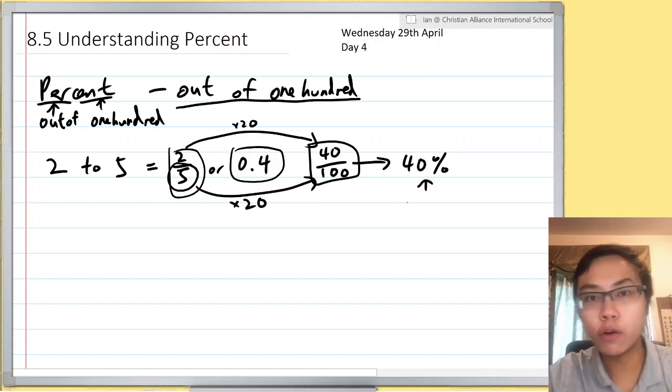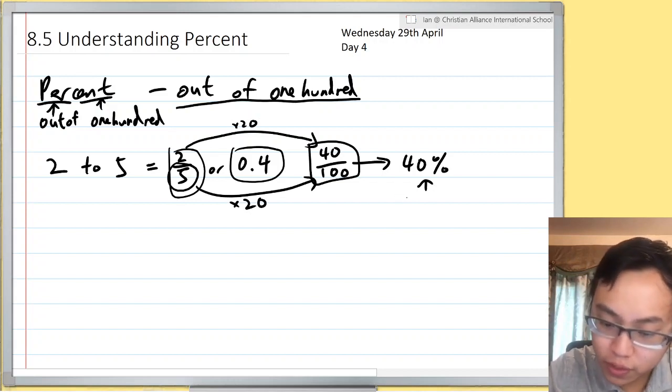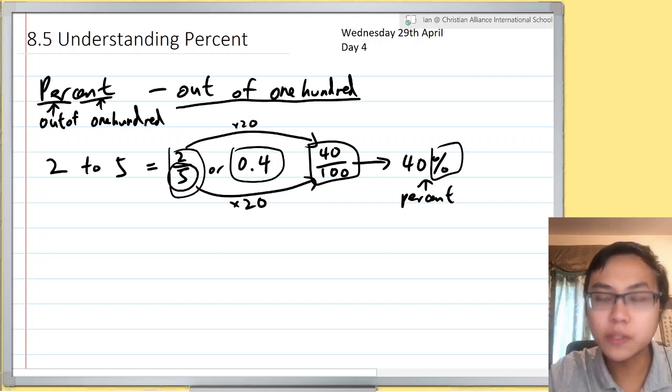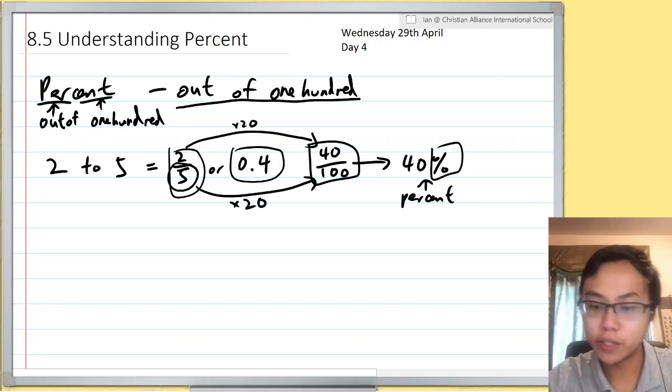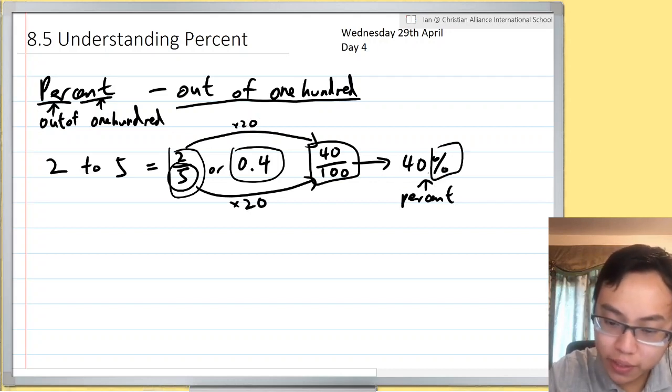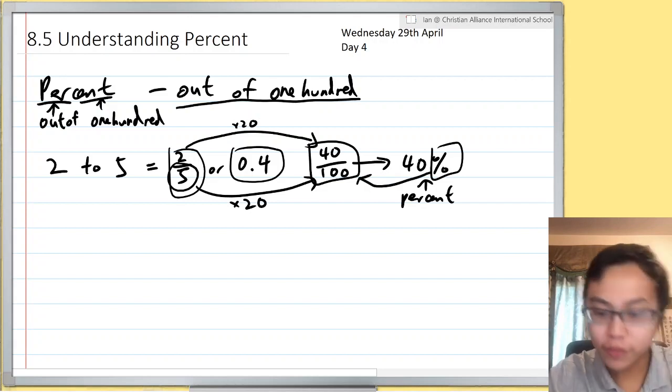I'm sure most of you already know how to do this. This is the percent symbol. It means out of 100. So this symbol is basically short form for out of 100. Keep that in mind.